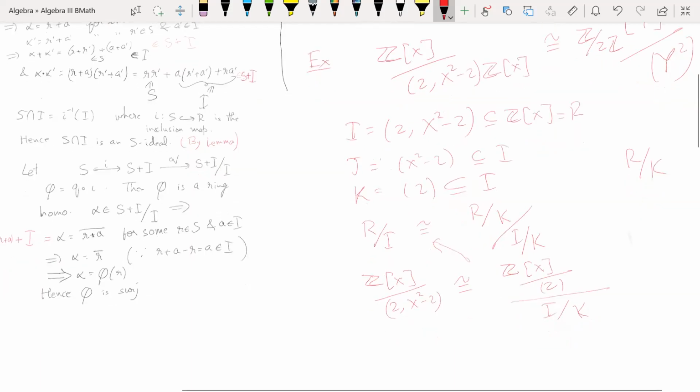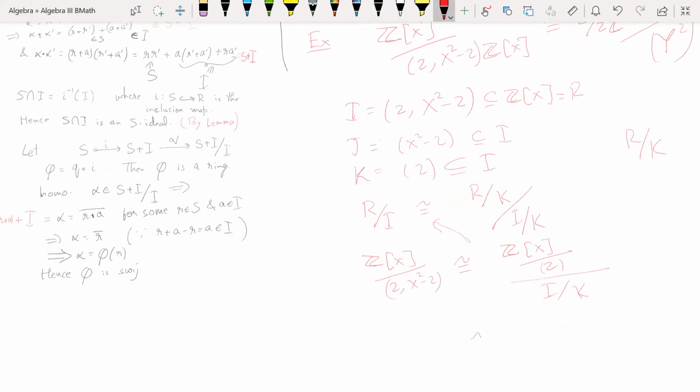So there is a little more than the third isomorphism theorem. This is the same as Z mod 2Z, polynomial ring in x. So something one has to check. This follows from the first isomorphism theorem.